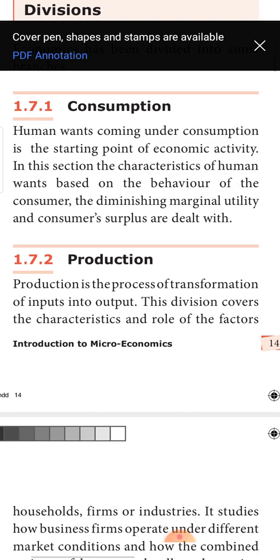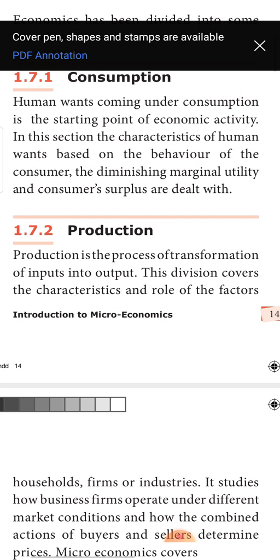Consumption. So we have a separate chapter dealing with wants. What are human wants? What is the behavior of human wants? How an individual behaves when he consumes a commodity. In that we have the law of diminishing marginal utility and the theory of consumer surplus. So these topics we will be learning under the concept of consumption. Next is production.